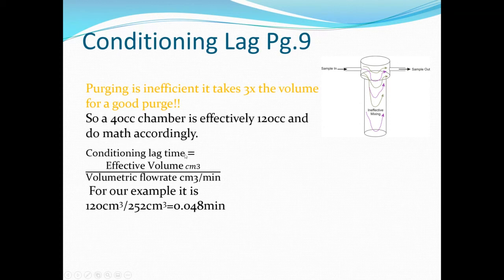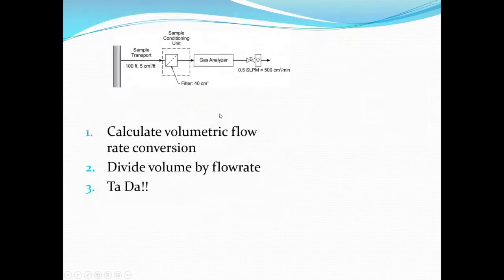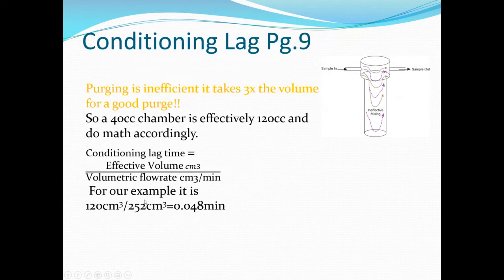So using a formula for conditioning lag time, again, it's the same formula as it is for the sample lag time. We take the volume and then we divide it by the volumetric flow rate that we are providing. So for our example here, we have 120 cubic centimeters for our combined volume of our conditioning system, which is 40 times 3, divided by our volumetric flow rate in cubic centimeters. And I know I skipped a step in the math. This step right here, we do some math conversions, and that's how we ended up getting down to 252 cubic centimeters here. It goes through in the ILM. It's not really complicated, so I didn't think I would include it here. But again, doing that simple, straightforward math tells us that it's going to take us 0.048 minutes to completely purge our 40 cc chamber in this example, or this representation of our conditioning system.